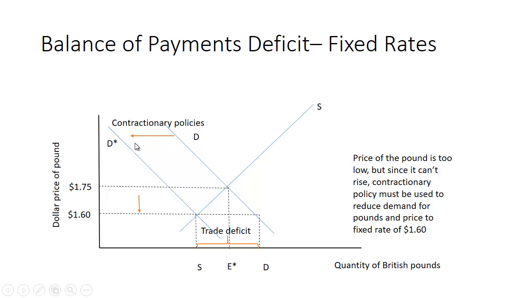They could do that by monetary policy, for example, increasing interest rates. They could do that by raising taxes or reducing government spending. And what's going to happen is it's going to drive the price per pound sterling back to the fixed rate of $1.60. All right, so it's not allowed to adjust. We're going to have to engage in some policy to reduce this deficit.